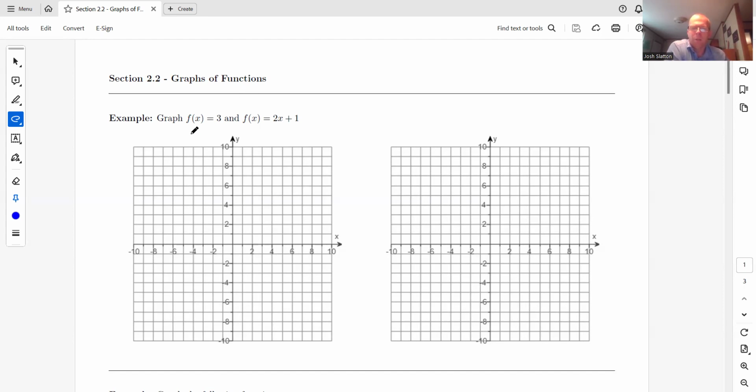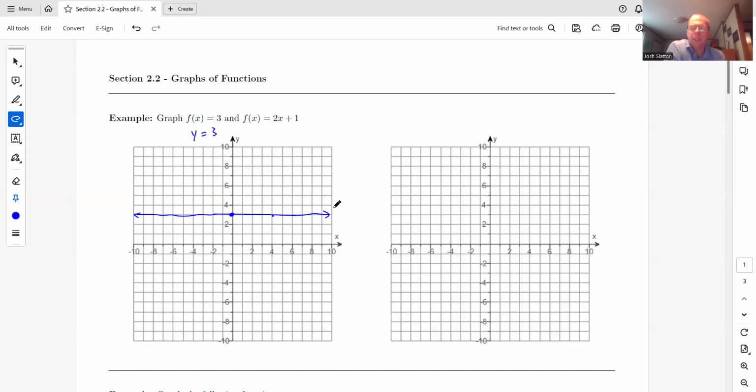This one, which we could rewrite as y equals 3, is going to go through the point where y is 3. And so this is going to go through that point, and it's just going to be a horizontal line like this.